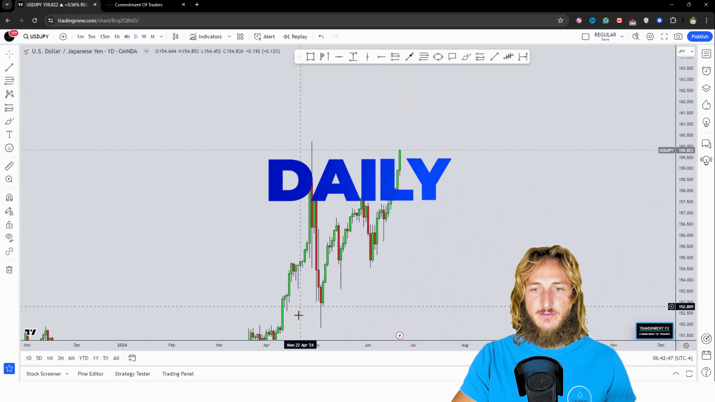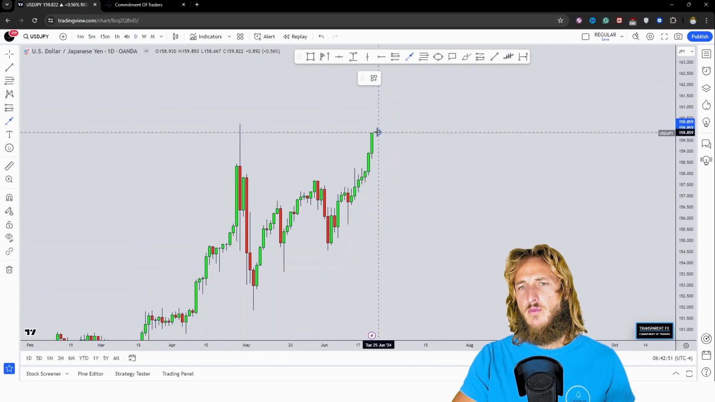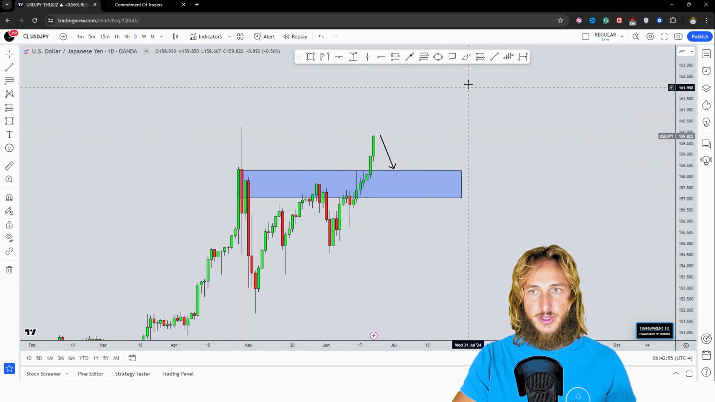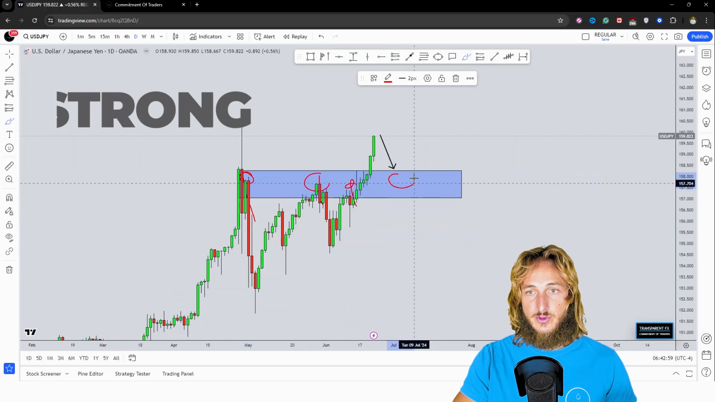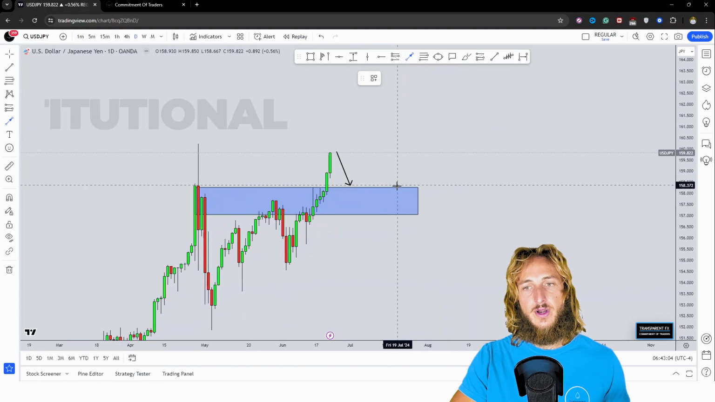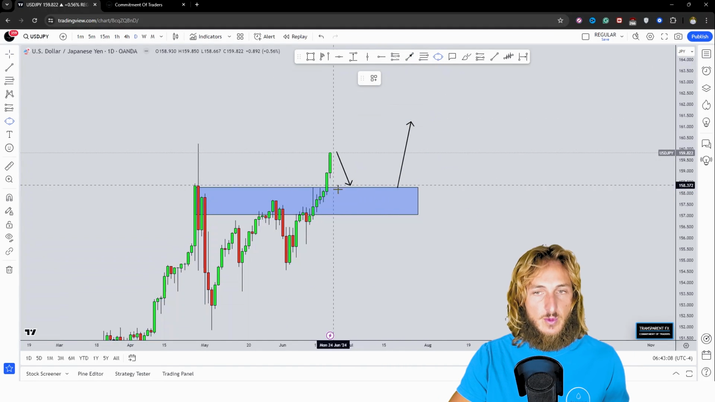Well, here in the daily time frame, as the market has created this very strong impulse to the upside, if we will see now a correction, potentially also a correction to this structure here, which is previous resistance from a daily standpoint, which is now turned support, that would definitely be a good area to see some more institutional longing of USDJPY by institutions shorting the JPY.